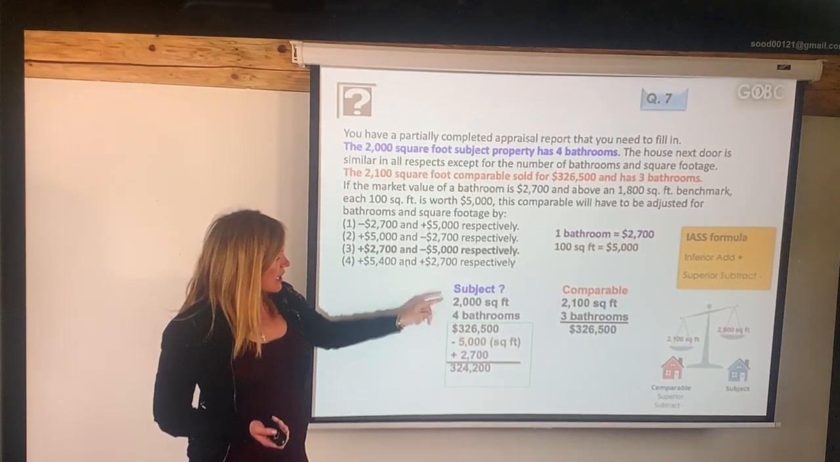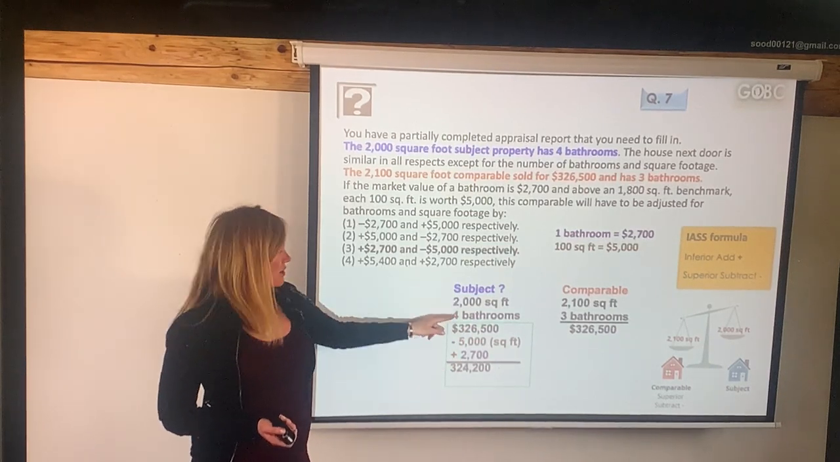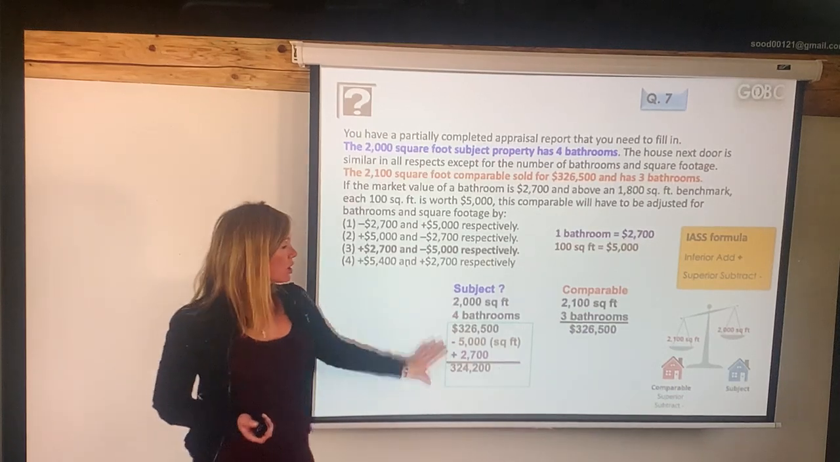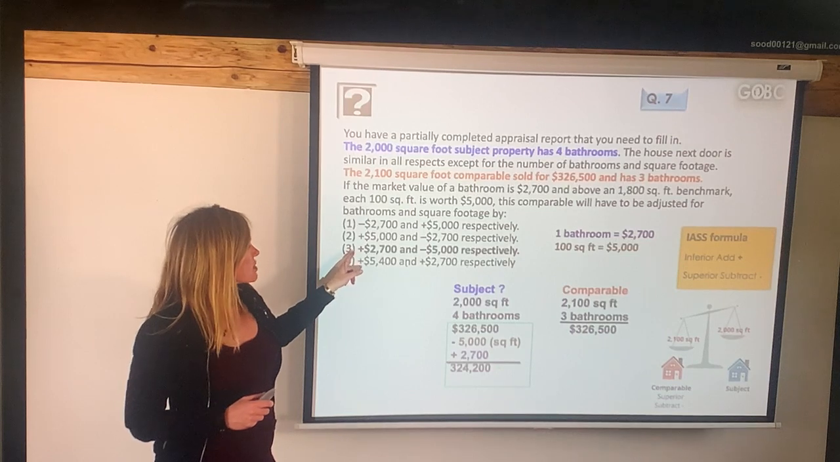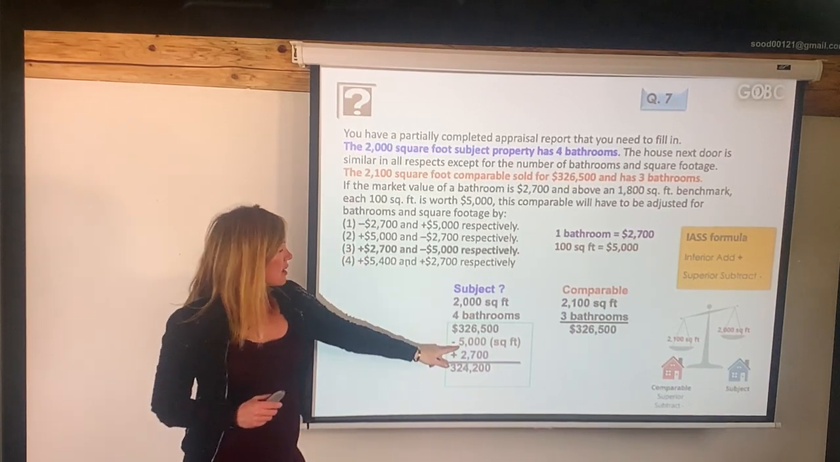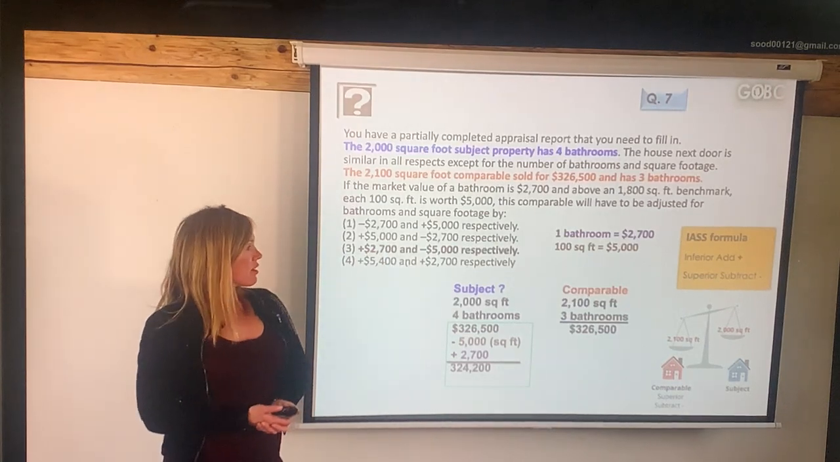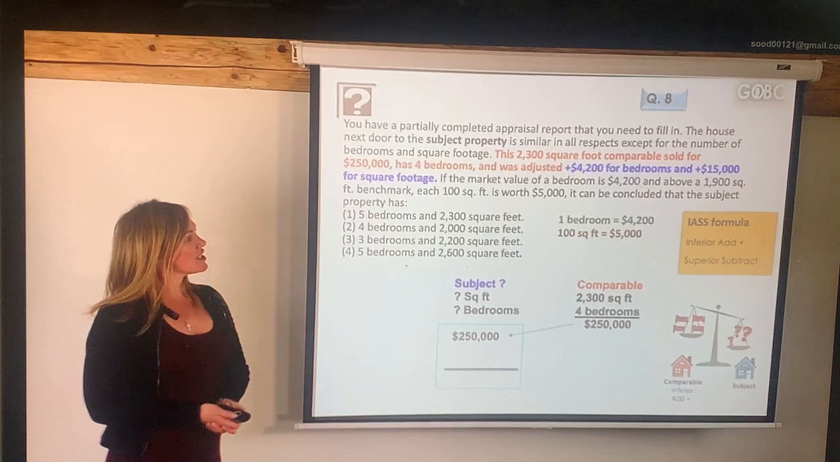So because it has less square footage, you minus that out of the price, and because it has more bathroom, you add in that, right? So your subject price will be that, right? 324,200. If you're looking for the price, but they're not looking for the price, they're just looking for the adjustments of the comparable, and the comparable adjusted by minus the 5,000, right? And plus $2,700 for the bathrooms. Hopefully that makes sense.